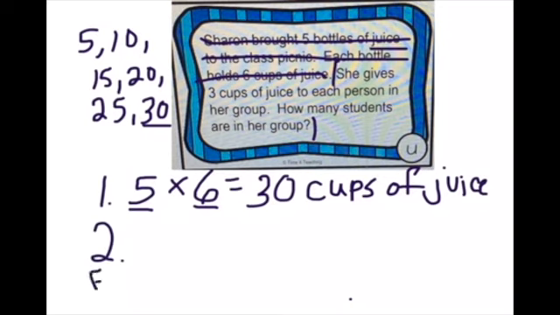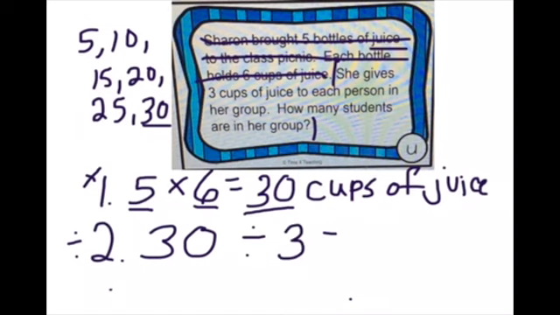So this time, it looks like we have to find... So for this one, it looks like they already gave us the total, because we already know it, right? It's 30. So I already know the total, which means I need to divide this time. So for step 1, we multiplied. For step 2, we divide. We have 30, and we need to divide that among the other number that we have. She gives 3 cups of juice to each person. So 30 divided by 3.